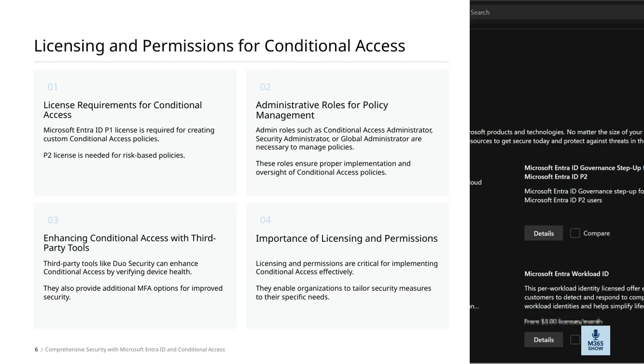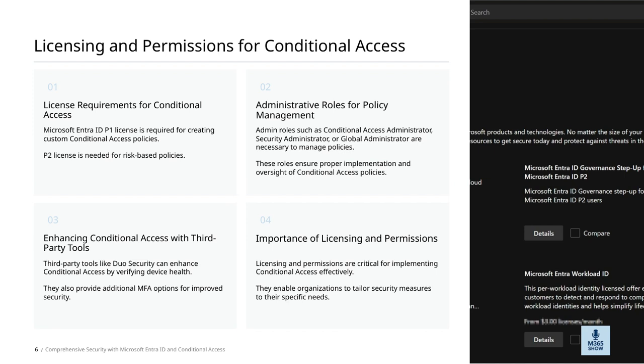Let's talk about licensing and permissions for conditional access. These are essential because they allow organizations to implement security measures that are tailored specifically to their needs. Without the right licenses, it's difficult to fully leverage the power of conditional access. Now, one key point is that licensing isn't just about access. It's about enabling you to customize your security strategies effectively. For example, third-party tools like Duo Security can complement Microsoft Entra ID by verifying device health and offering extra multi-factor authentication options. These tools help strengthen your overall security posture.